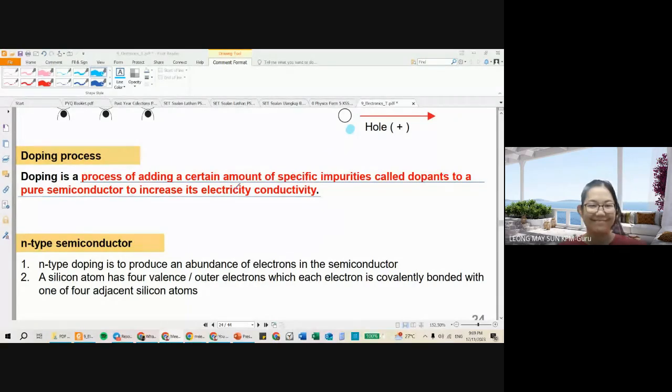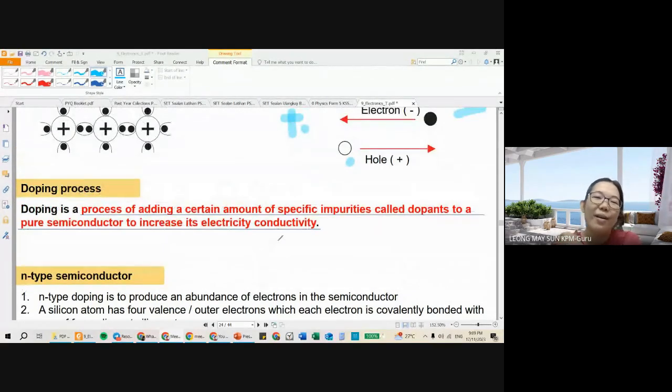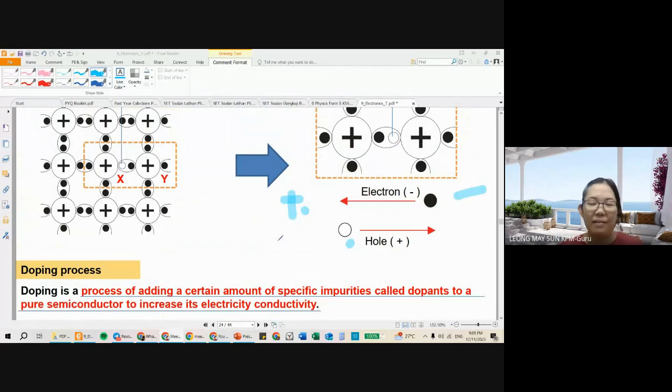Okay, let's continue. Now, pure semiconductors do allow electricity to flow when temperature increases, but there is a way to allow more current to flow through, which means to allow more free electrons or more holes inside the semiconductor, and that particular process is called the doping process.